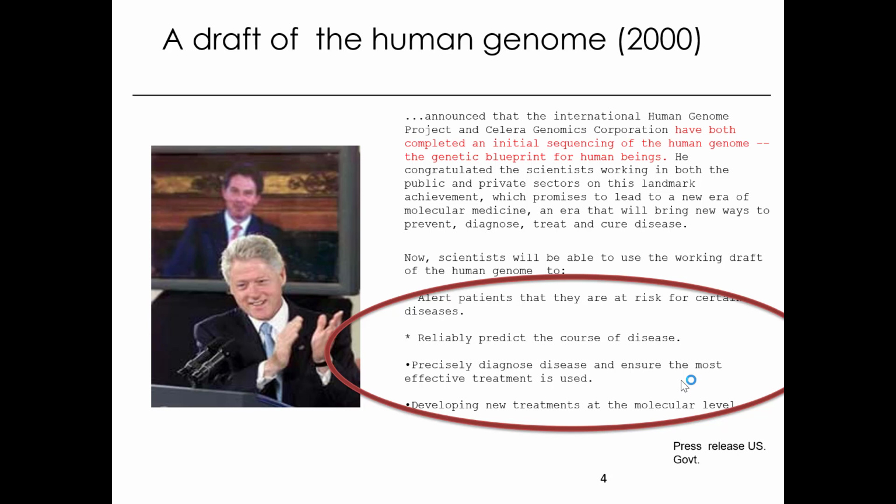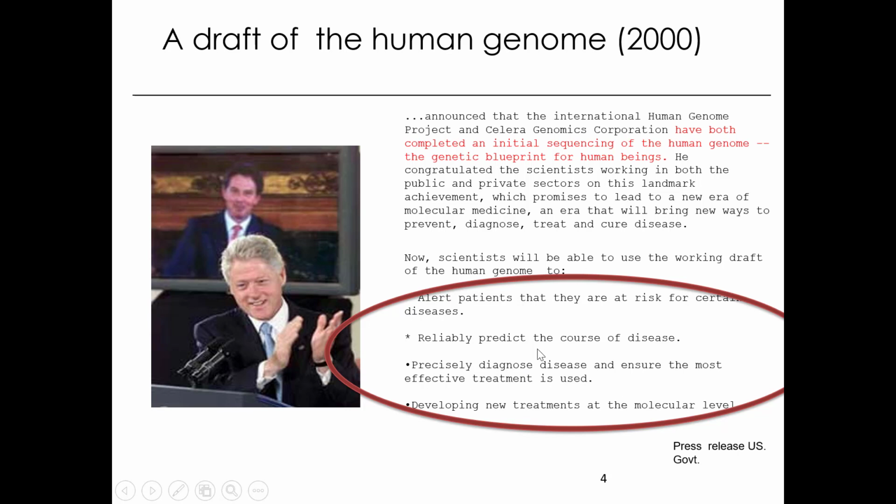It's a historic picture from the year 2000, when the human genome sequence draft was announced, and with that came a lot of predictions from the scientists who fed these lines to the politicians, of course. It said that the draft of the human genome sequence would allow scientists to alert patients that they are at risk for certain disease. That they could reliably predict the course of disease, precisely diagnose disease, and develop treatments at a new molecular level.